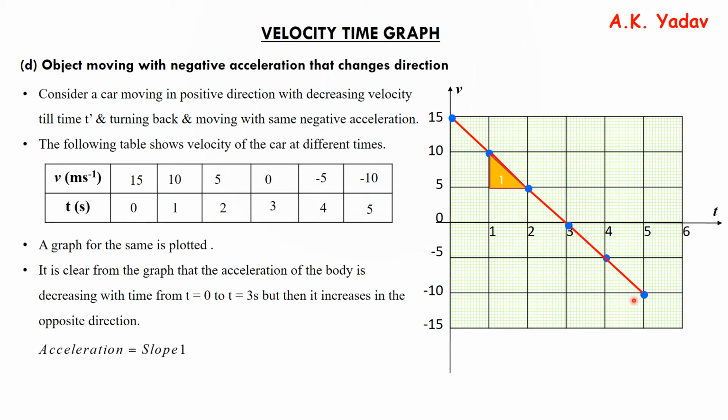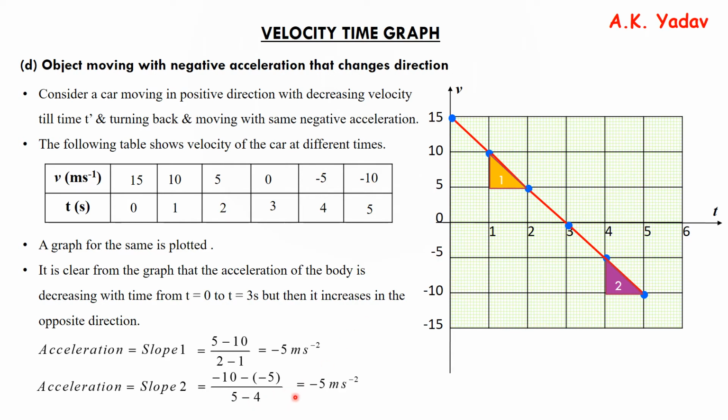Let us find out the acceleration from the slope 1. That will be equal to 5 minus 10 upon 2 minus 1, which will give me minus of 5 meter per second square. Let us find slope 2, which is equal to minus 10 minus of minus 5 upon 5 minus 4 is equals to minus 5 meter per second square. Now here this minus sign is for the direction.